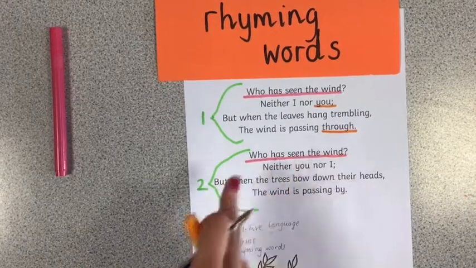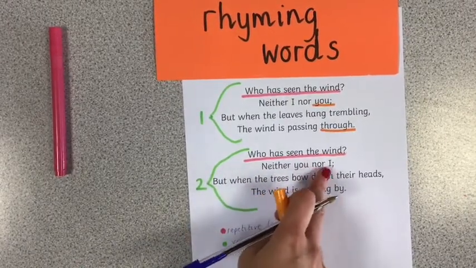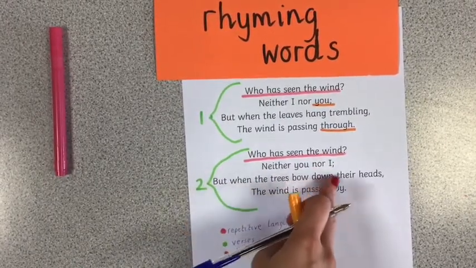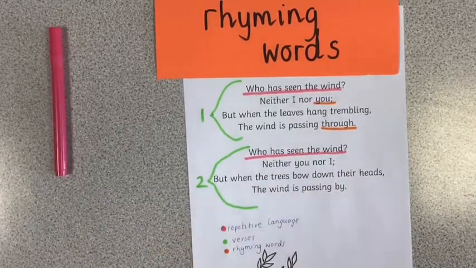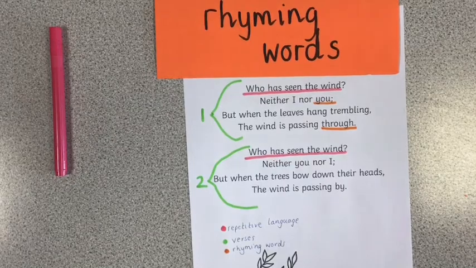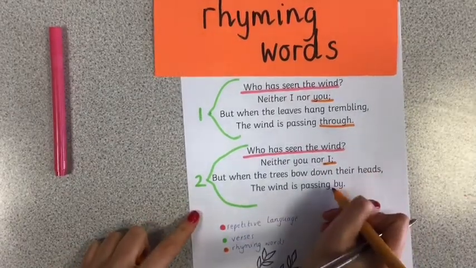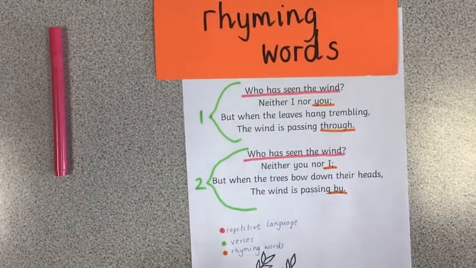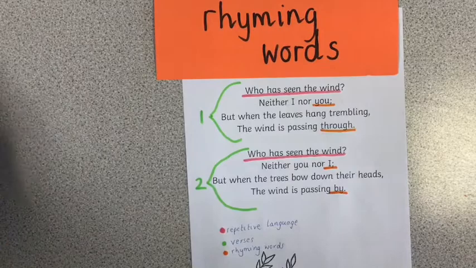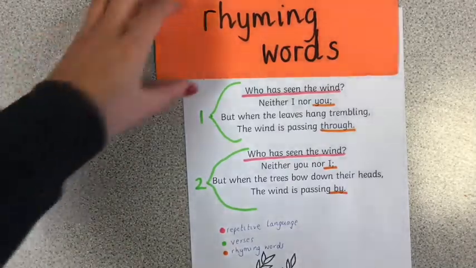Let me check my next verse. Who has seen the wind? Neither you nor I. But when the trees bow down their heads, the wind is passing by. Can you spot the rhyming words in that verse for me? Well done. I and by. Okay, because you have learnt this week that rhyming words are words that sound the same, have the same ending. Fantastic.